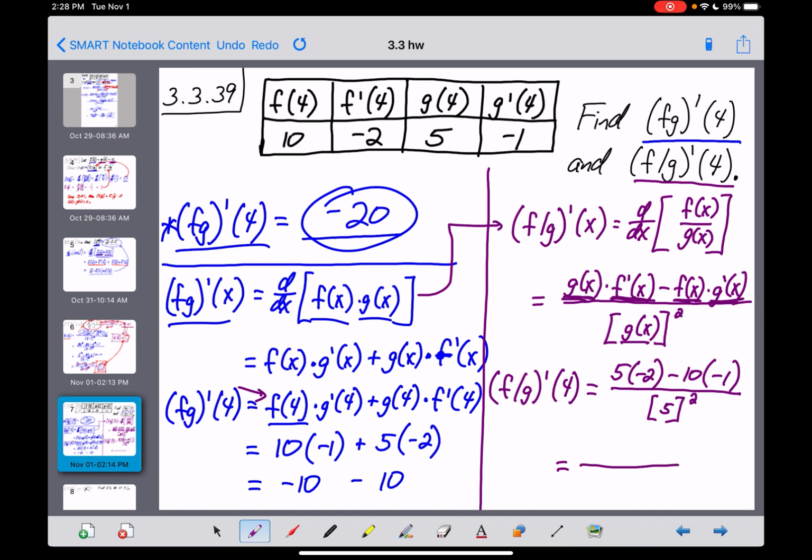Let's take a look, guys. 5 times negative 2 is negative 10. And then minus 10 times negative 1 is plus 10. Yep, that's what I thought. That numerator equals 0. And as long as our denominator isn't 0, which in this case it's 25, we're going to end up with a big fat goose egg for our answer. So the answer to the first part of number 39 was negative 20, and the second part, using the quotient rule, was 0.